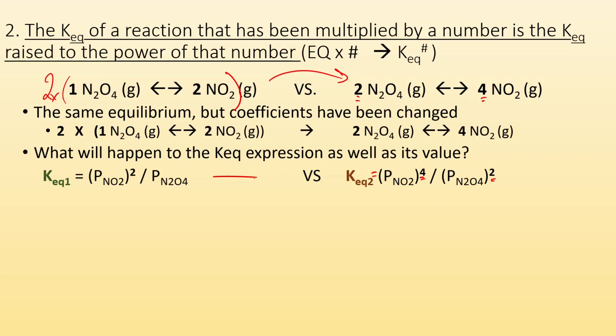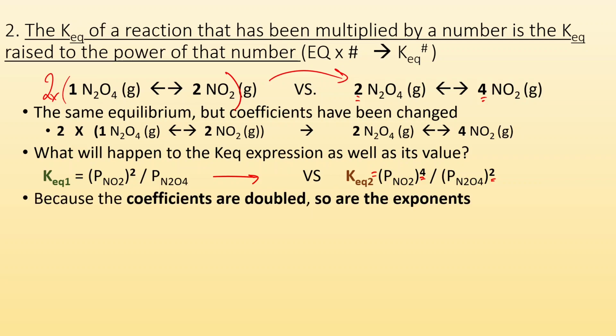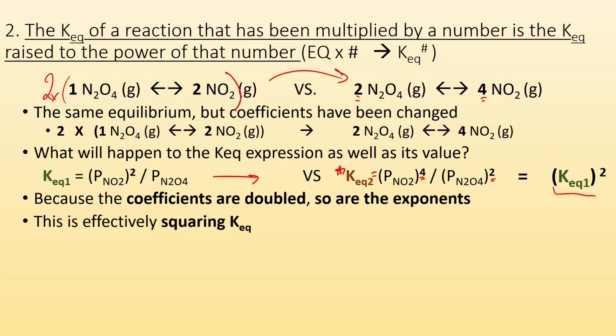So how do I go from this to that? Well, I just do the same, I double the exponents. So because the coefficients are doubled, so are the exponents. This effectively is squaring that KEQ. So the KEQ for 2 is the same thing as KEQ for the first process, but squared, right?